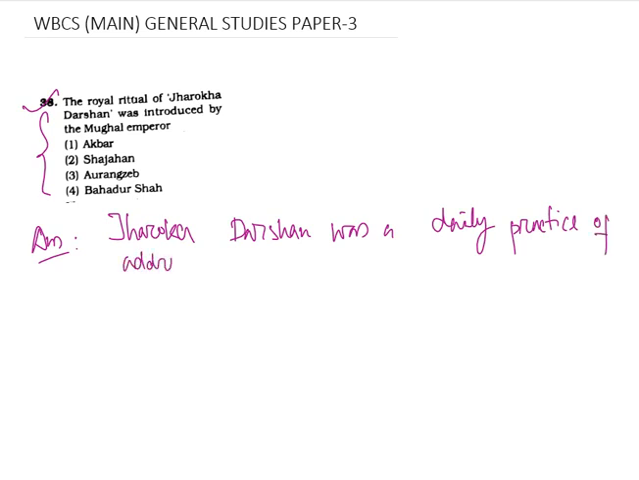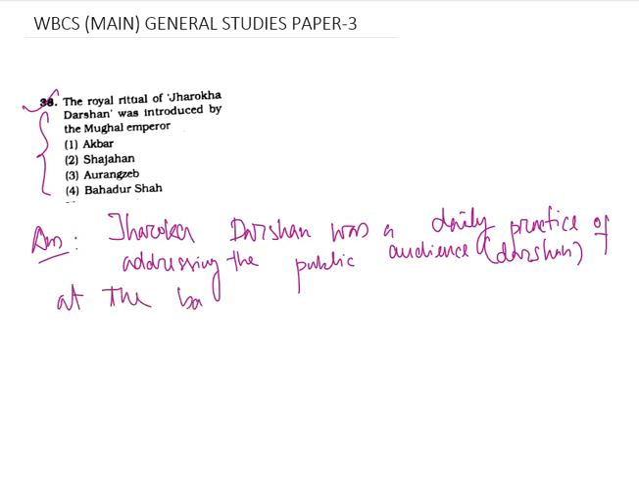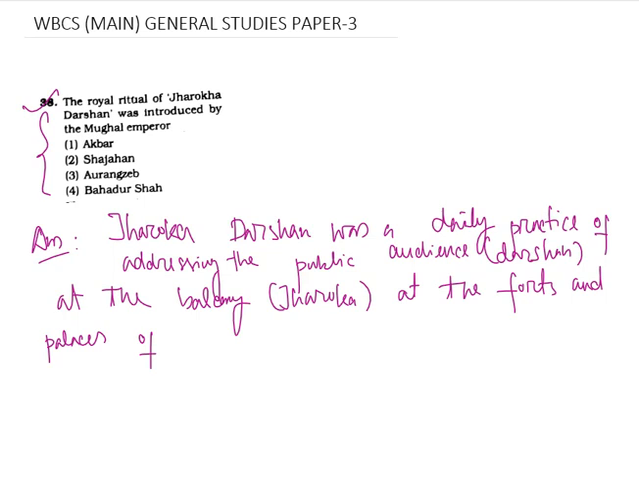Jharuka Darshan was a daily practice of addressing the public audience, or darshan, at the balcony, which is Jharuka, at the forts and palaces of medieval kings of India.